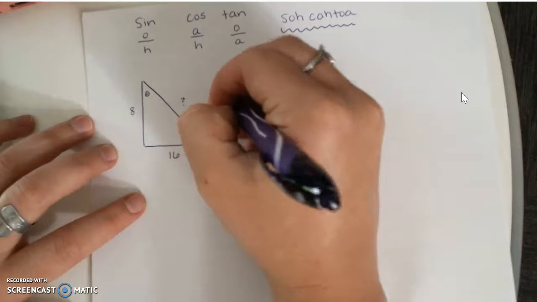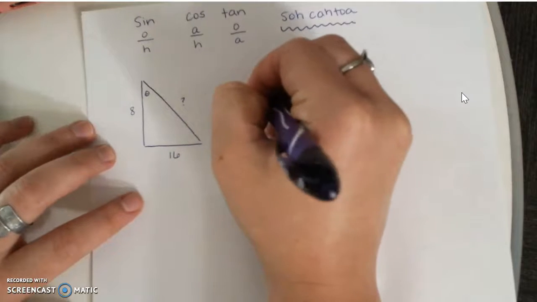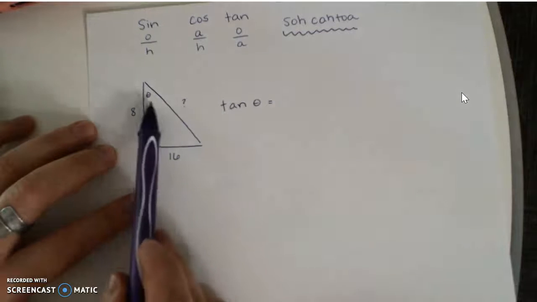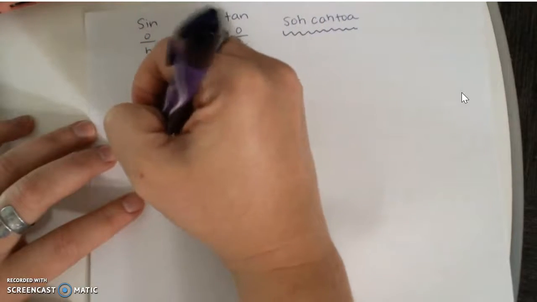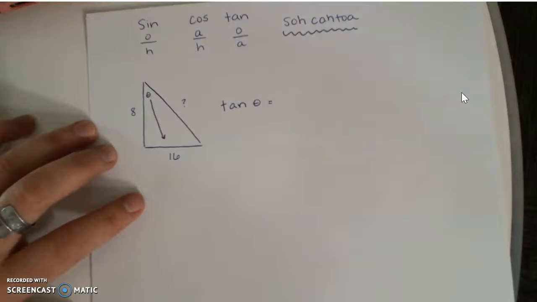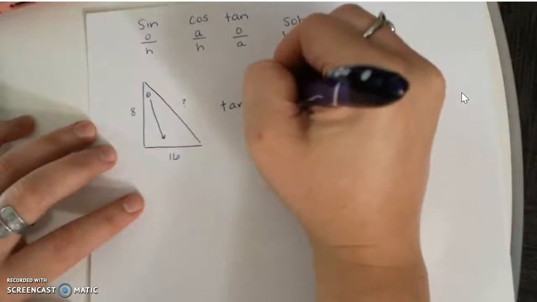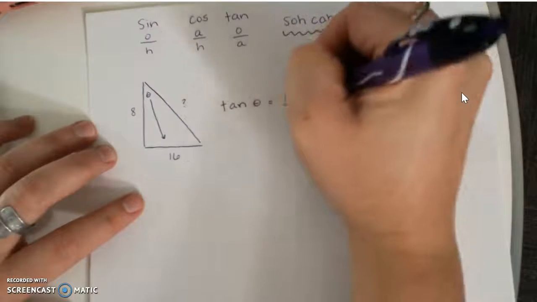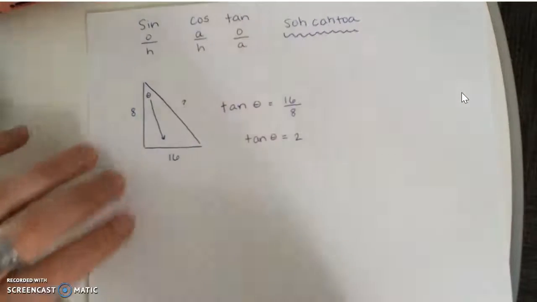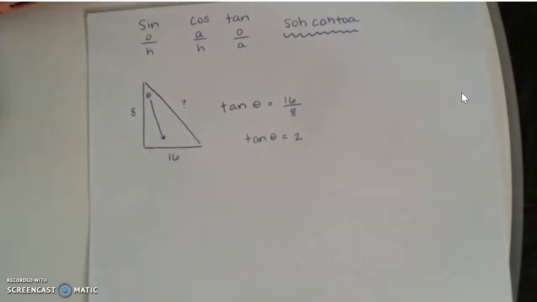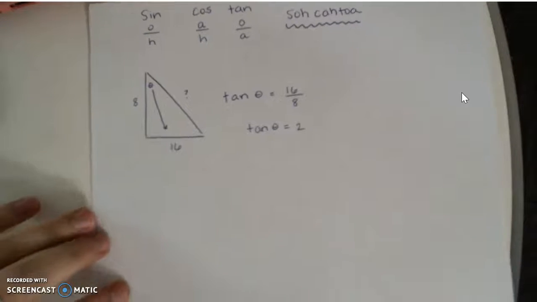So the tangent of theta would give me opposite, which is 16. Remember, it's the side directly across from your angle, and adjacent, which is 8. So tangent of theta would be 2. All right.